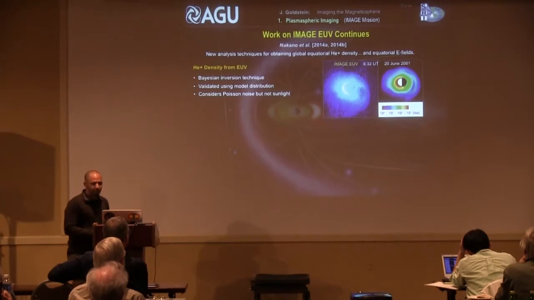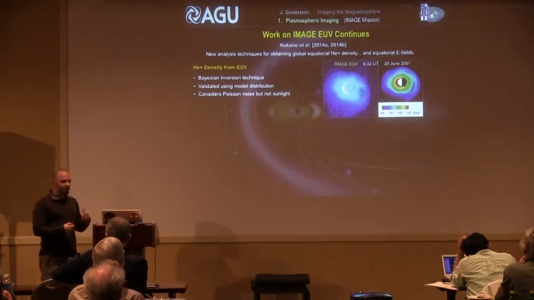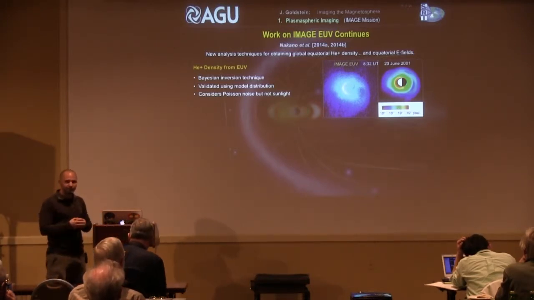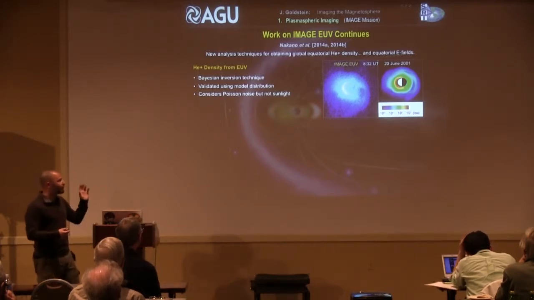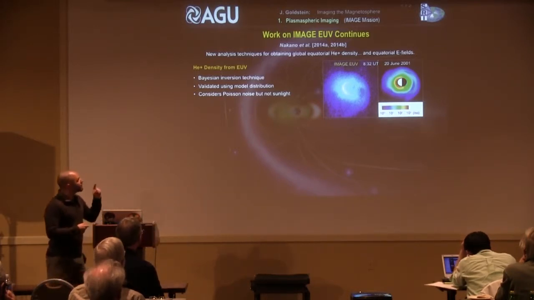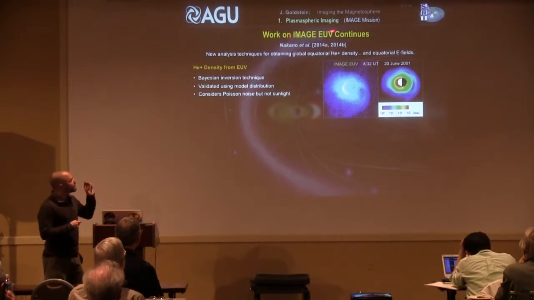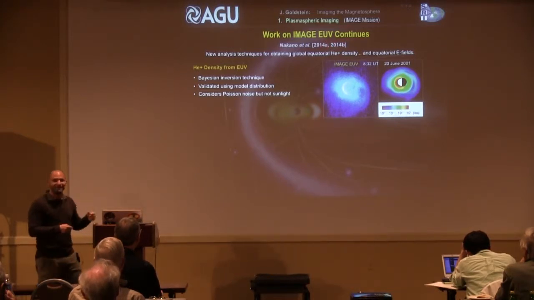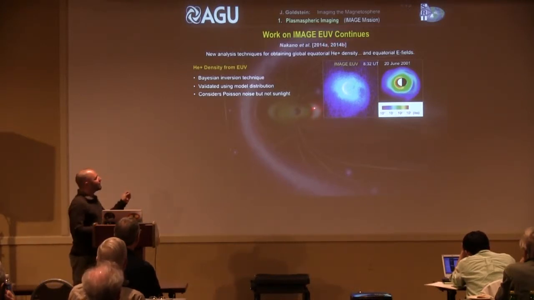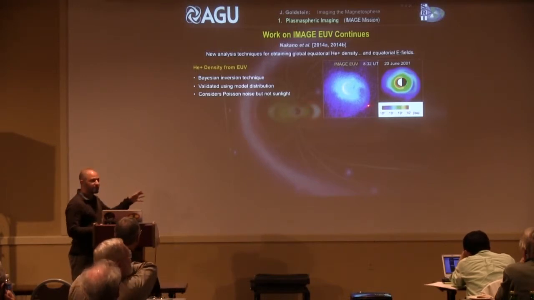Okay, so work on IMAGE EUV continues. These images, we stopped receiving them in 2005, but people are still working on them. This is a wonderful, wonderful data set. There were a series of 2 papers that were just submitted by Nakano et al. I'm revealing myself as the reviewer here. It's a wonderful paper, and these results were presented at Fall AGU as well.